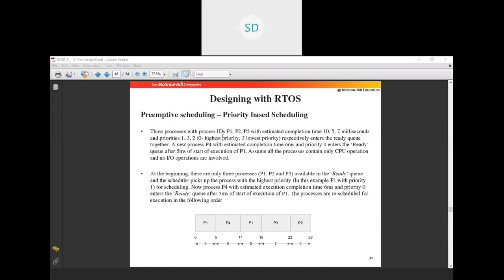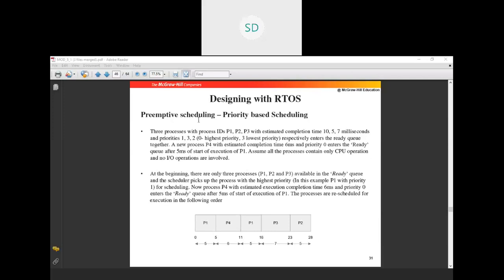Therefore the highest priority is P1, so P1 will be executed. You can observe here P1 will be executing: 0, 1, 2, 3, 4. At the 5th millisecond, one more process P4 will enter the ready queue, and its priority is 0. Zero means it has the highest priority.